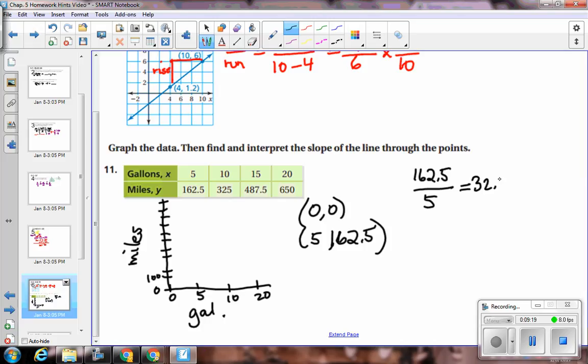32.5. And now when it says to interpret it, what that means is add the units to it. So our 162.5, that was miles, and our 5 was gallons. So what we did when we divided was we found miles per gallon.